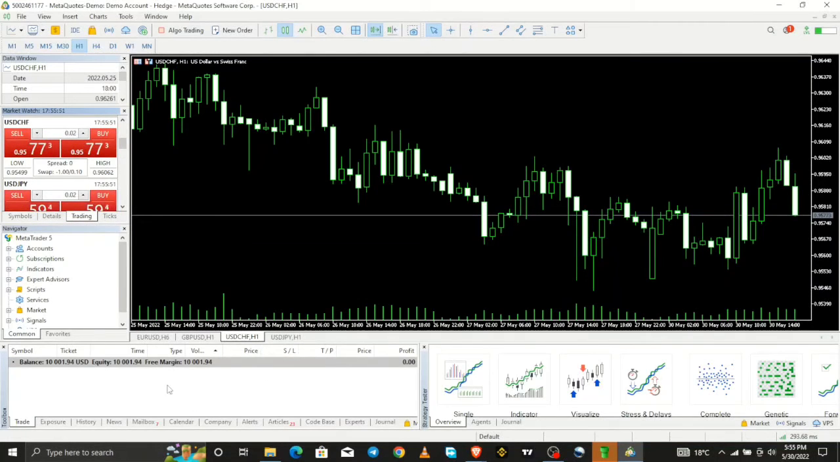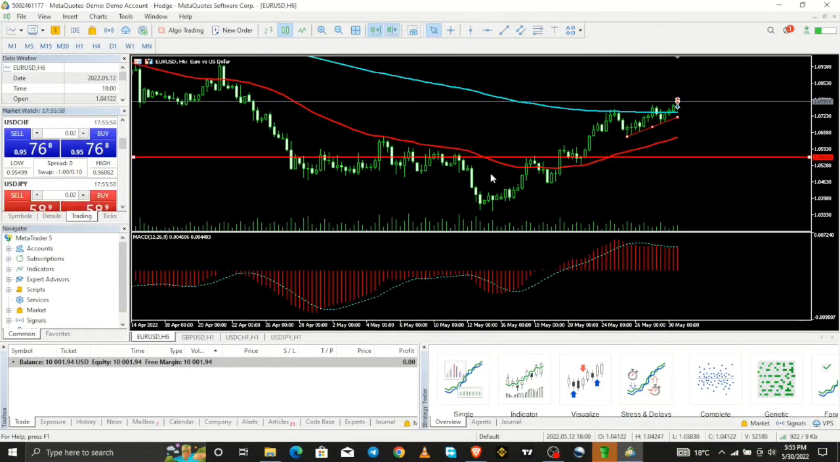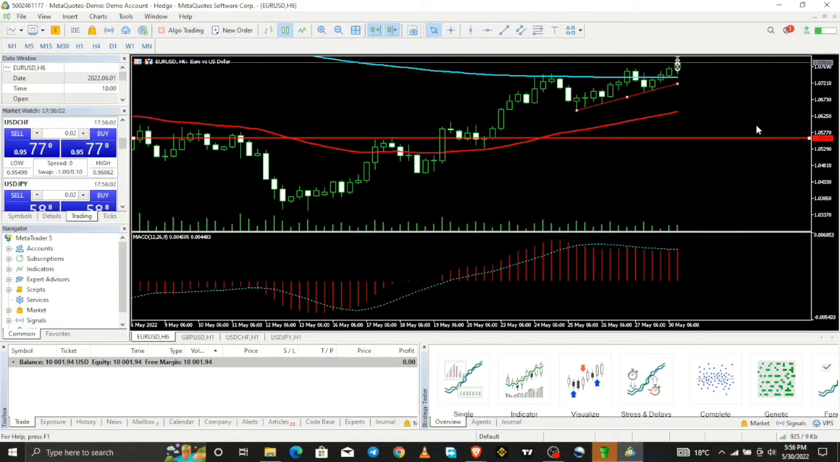Play around with it, and as you can see here, our trade was good. It has already hit our take profit, and that was a good trade.